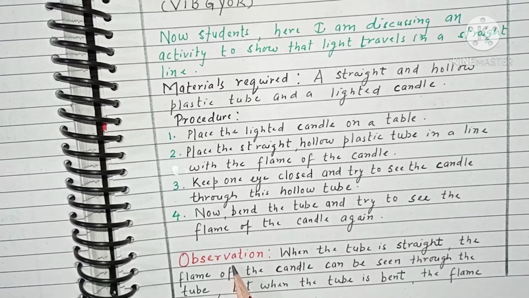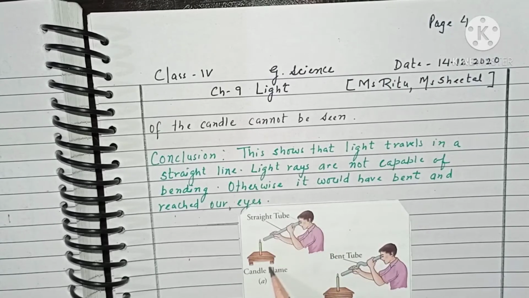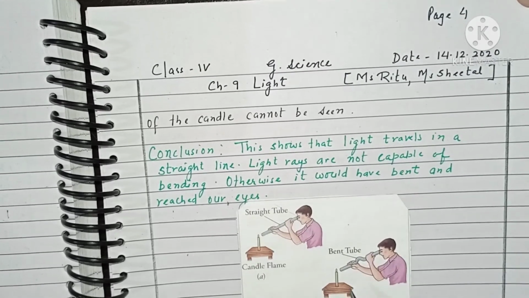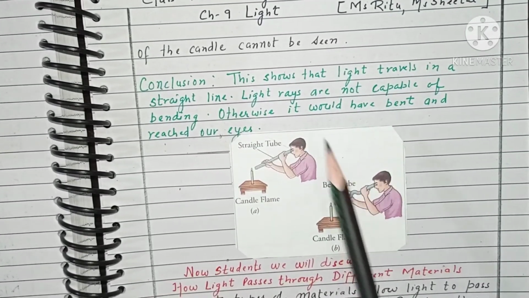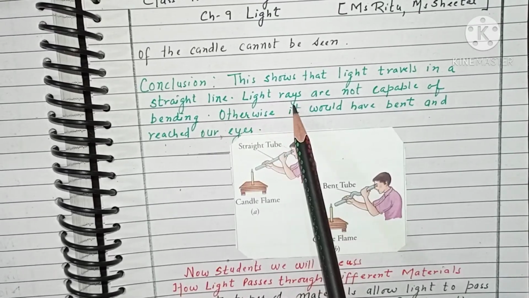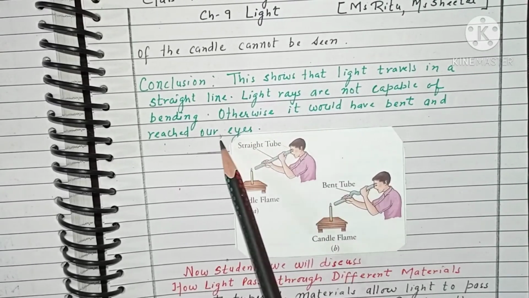What will you observe? When the tube is straight, the flame of the candle can be seen through the tube. But when the tube is bent, the flame cannot be seen. See, through the straight tube, the flame of the candle can be watched. But when the tube is bent, we cannot watch the candle flame. So, what is the conclusion? This shows that light travels in a straight line. Light rays are not capable of bending. Otherwise, they would have bent and reached our eyes.